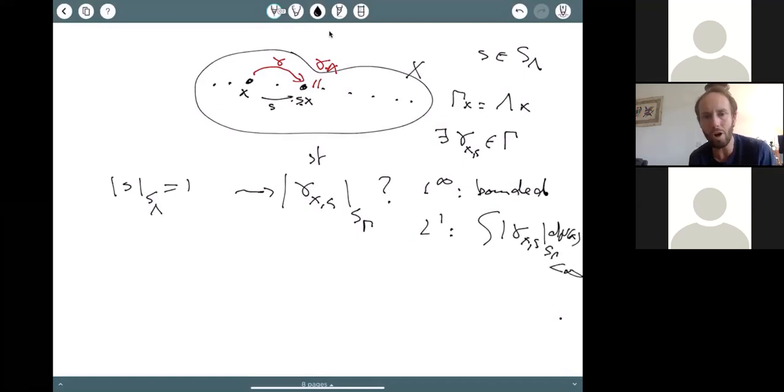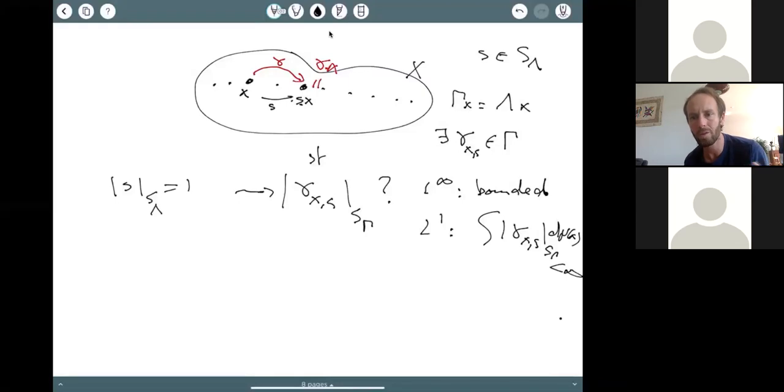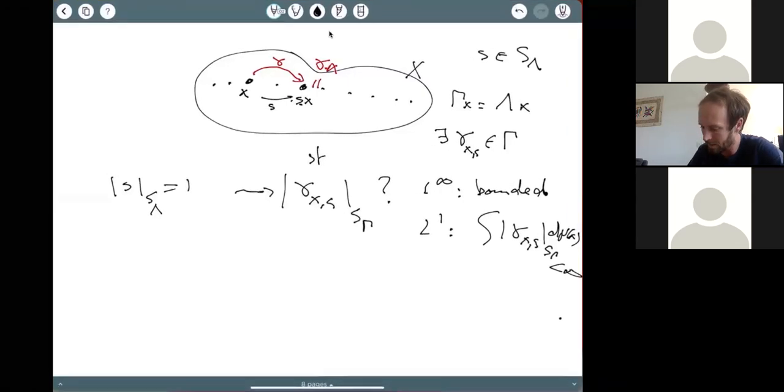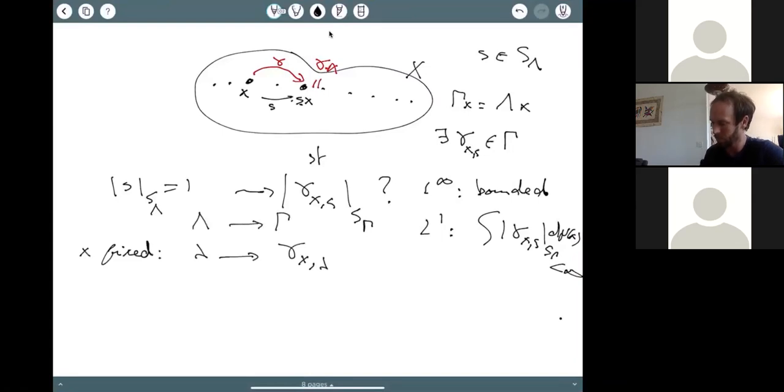And if it's L1, for instance, it means that it's integrable with respect to x. So you see, it measures the distortion, because if it is bounded on both ways, then it means that the distance with respect to gamma or the distance with respect to lambda are bi-Lipschitz. And so that gives you that if you fix x, the map that sends lambda to what I called gamma_x lambda is a map that goes from lambda to gamma. x is fixed, so it's really a map from lambda to gamma.